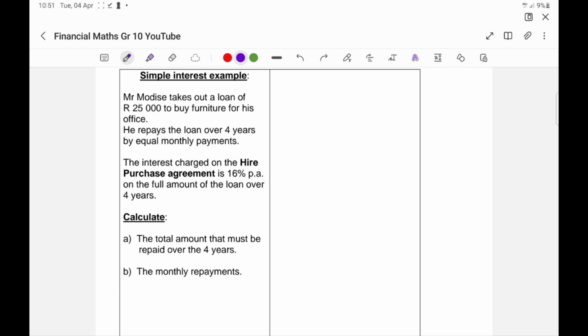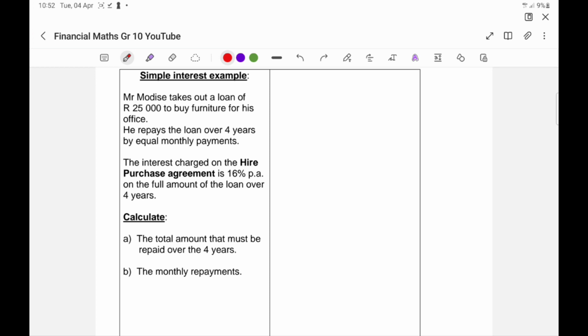Mr. Modise takes out a loan of 25,000 to buy furniture for his office. He repays the loan over 4 years by equal monthly payments. The interest charged on the hire purchase agreement is 16% per annum on the full amount of the loan over 4 years. Now very, very important, we do not have a deposit. If we had a deposit, we would first work out the percentage of that amount, deduct it, and only work out the interest on the balance of that amount. So we won't include the deposit.